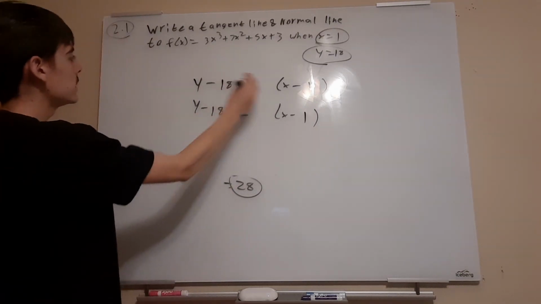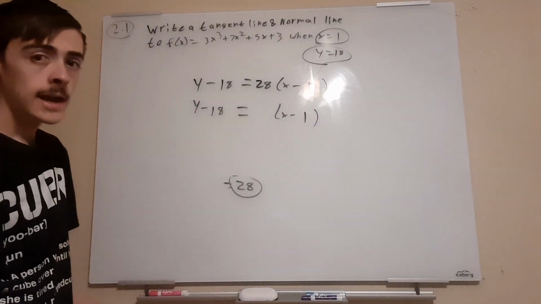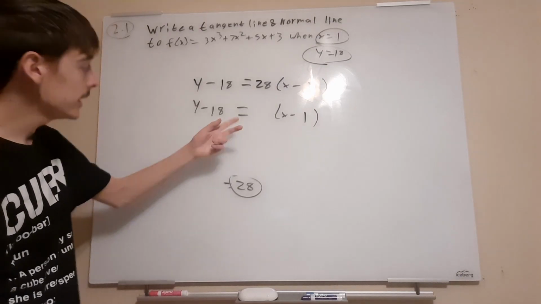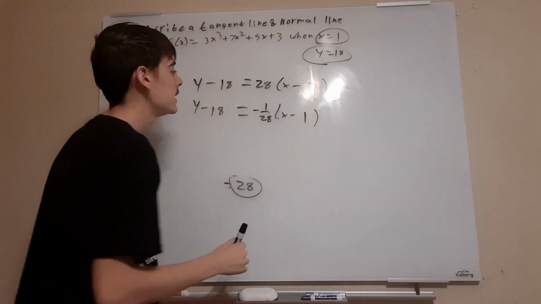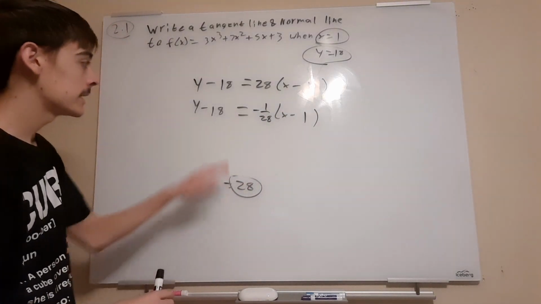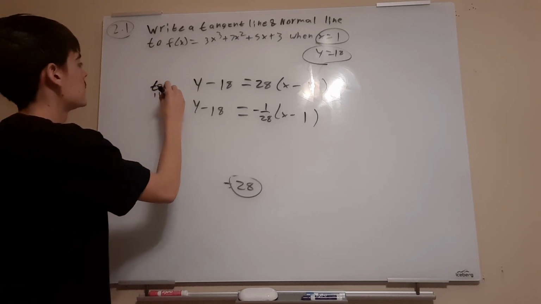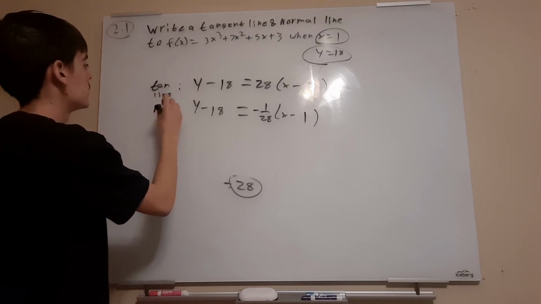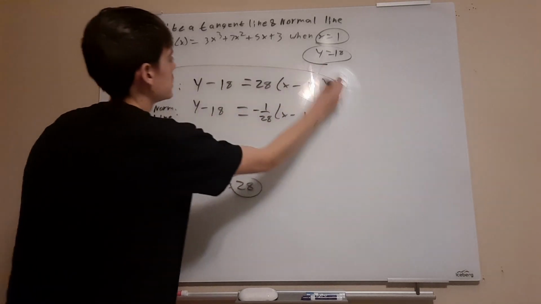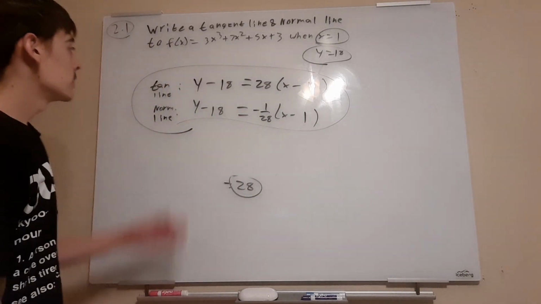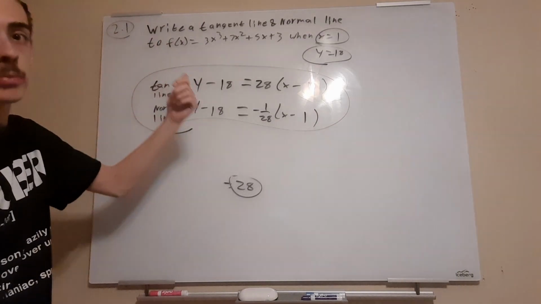So let's say the top one is our tangent line. And we can just write the slope right there as it is. Now for our normal line, we're going to have to do something slightly different. It's going to be the opposite reciprocal, as I said. So in this case, it would be negative 1 over 28. And that's going to be our slope for our normal line. So let's just write it here. This is our tan line. And this is our normal line. And those are our two lines that we need for our answer. So that's how we find tangent lines and normal lines when we're given a function and a point.